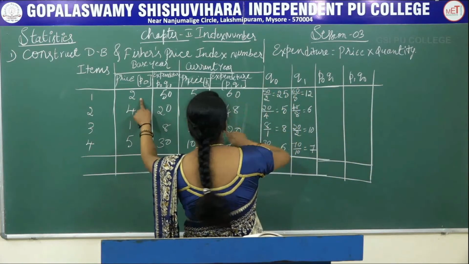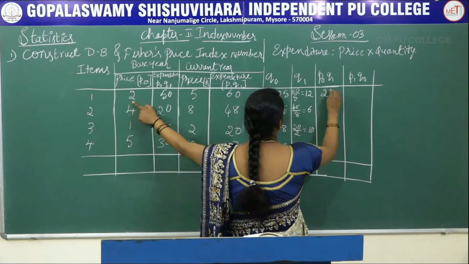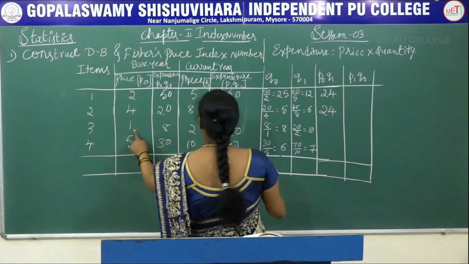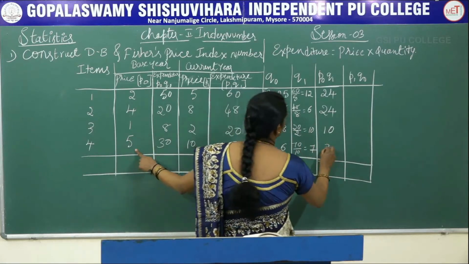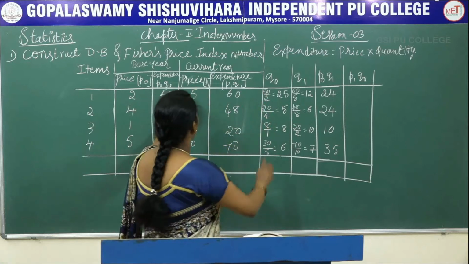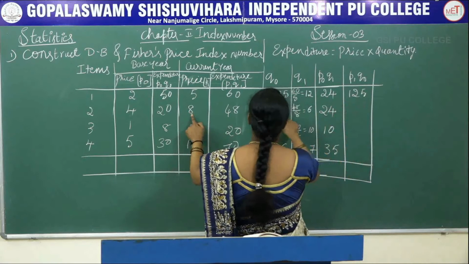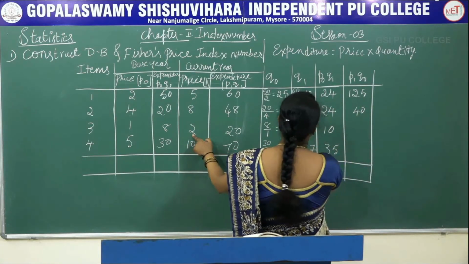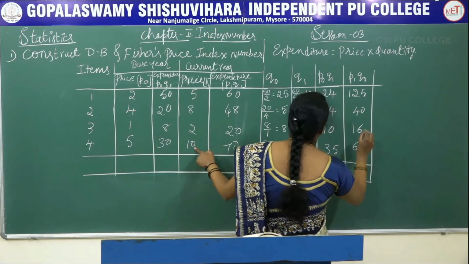P0 is price of base year and Q1 is this. So 2 into 12, it is 24. 6 4s are 24. 1 into 10, 35. Similarly, to find P1 Q0, it is 125. 8 into 5, it is 40. 2 into 8, 16. 10 into 6, it is 60.